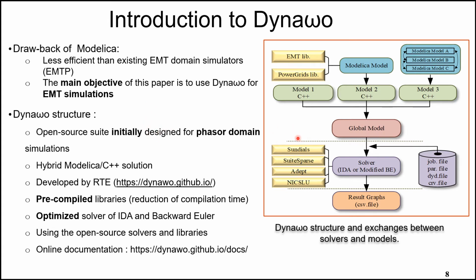On the right side, we can see the structure of Dynaωo. We have Modelica models in the first level. Then the models are compiled in C++. Together with other C++ models, we construct the global models. We have two solvers, modified IDA and modified backward Euler. We benefit from open source libraries such as SUNDIALS.